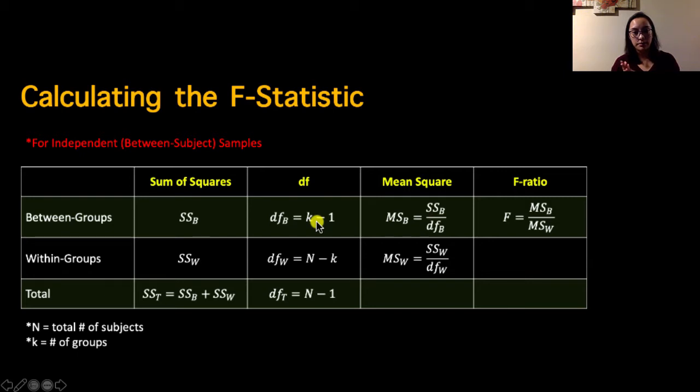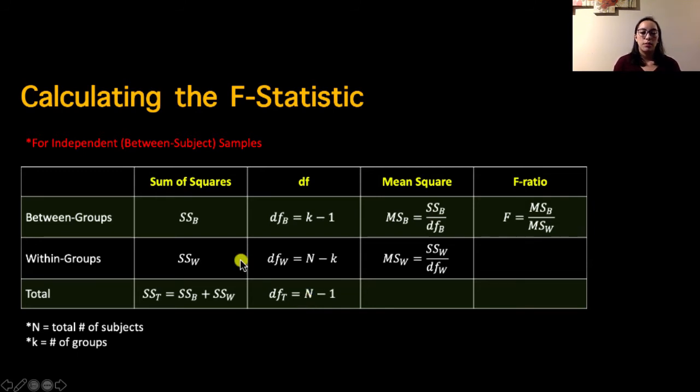For within groups, we're interested in the total number of subjects that we've collected. So let's say we had 30 people, 10 people in 3 different groups. So we would take 30 and then subtract the number of groups that we have, and that gives us our within group degrees of freedom. From there, again, you can reference your total degrees of freedom by looking at your total sample size minus 1.